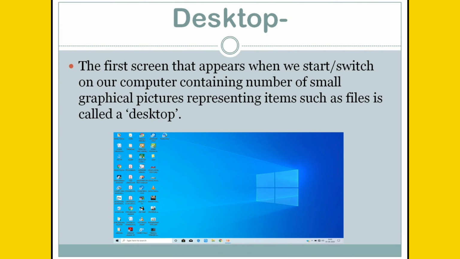First we are going to learn about desktop. You can see the picture of the desktop on the screen. And what is desktop? The first screen that appears when we switch on our computer, containing a number of small graphical pictures representing items such as files, is called a desktop. This is the definition of desktop.